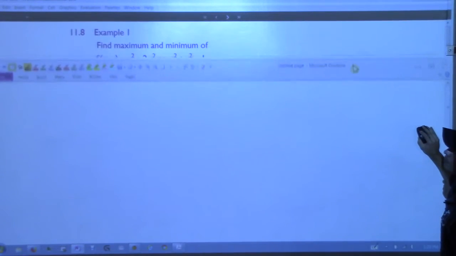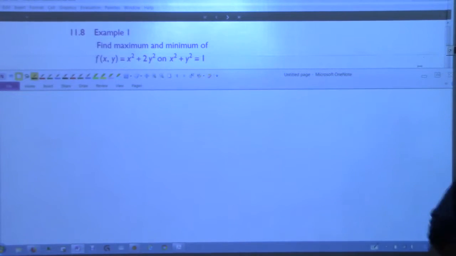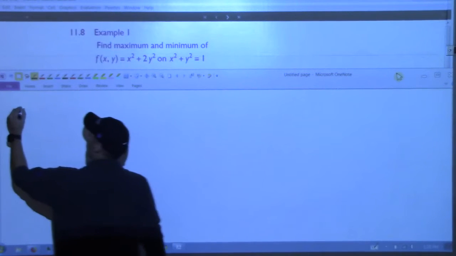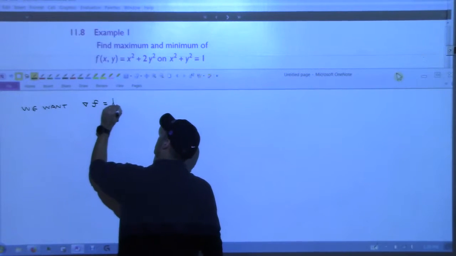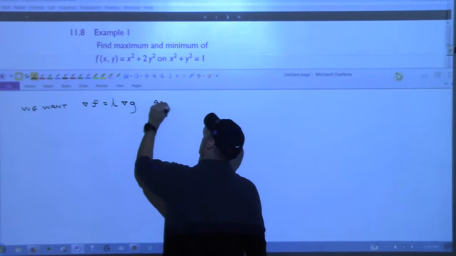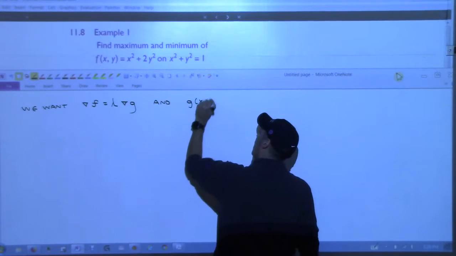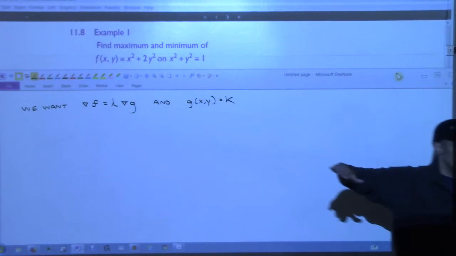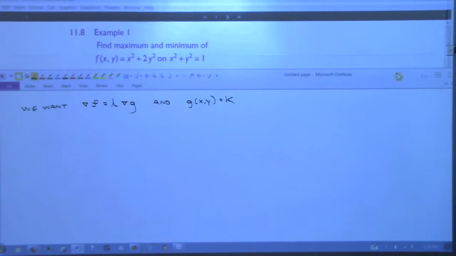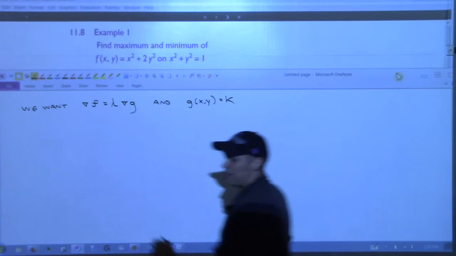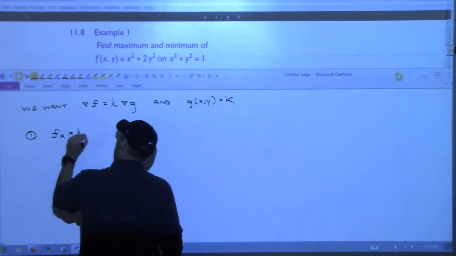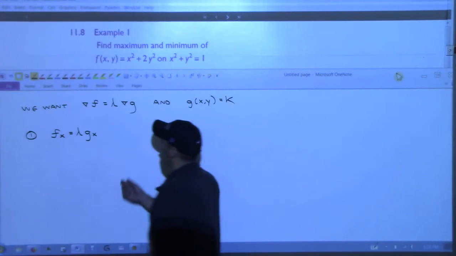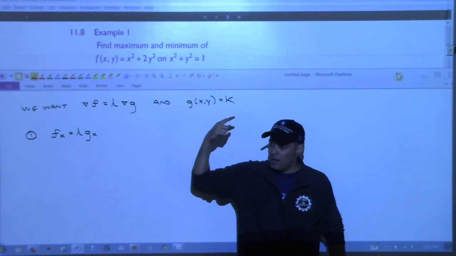All right, so here's what we need. We want the gradient of f to be equal to lambda times the gradient of g, and we want g of xy to be equal to k. Those are the conditions that we need to meet, all right? So this is going to allow us to set up 3 equations. Here's the first equation. First equation is that the partial of f with respect to x must equal lambda times the partial of g with respect to x. So this is that breakdown that I showed you in the previous slide, right? We need that equation to be true.